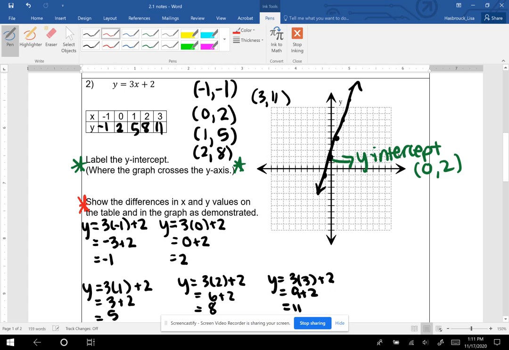Next, we need to show the differences in x and y values on the table and then on the graph. So on the table, the x's go up by 1. And the y's go up by 3. So if we look, starting at this first point here, the y value does go up by 3, and the x value does go over 1 for each one. Up 3, right 1. Okay, so that's all we had to do for that problem. Let's go ahead and look at the next one.